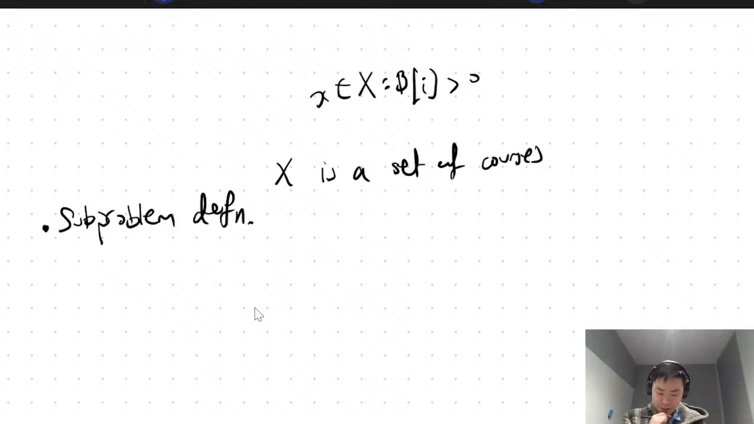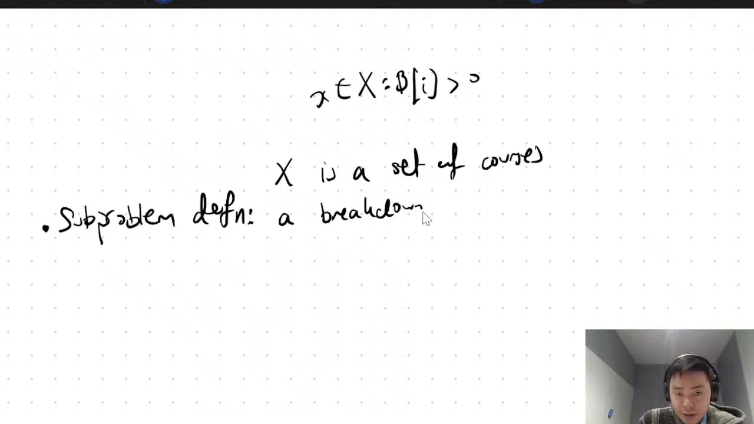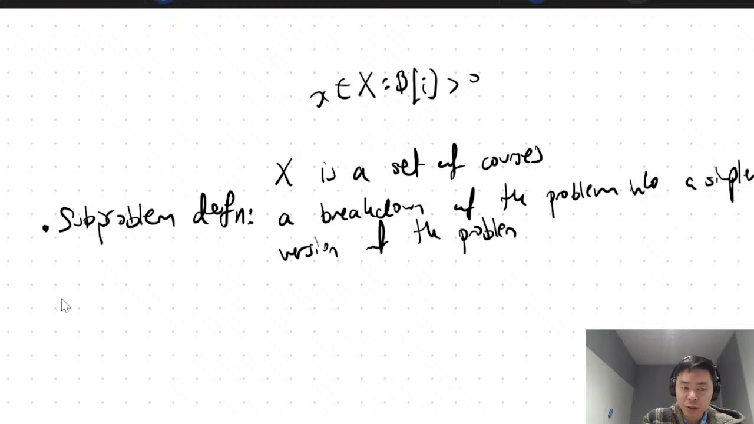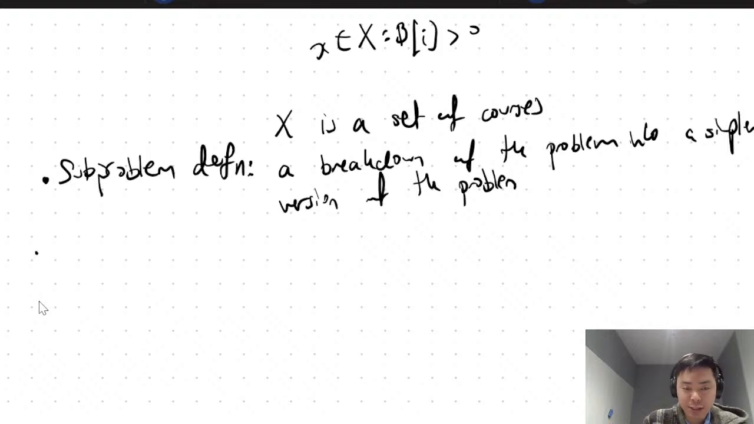And the subproblem definition should basically be, one of the subproblems you want to define is essentially what the final solution is. So you have a subproblem definition, which is kind of a breakdown of the problem into a simpler version of the problem. And we'll talk about what that actually means as we do the questions.